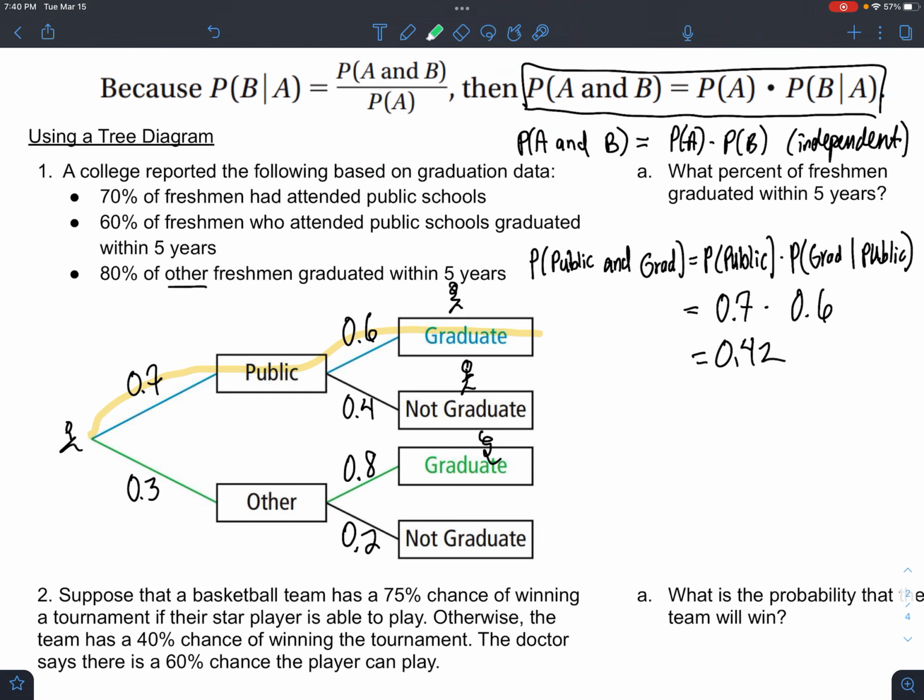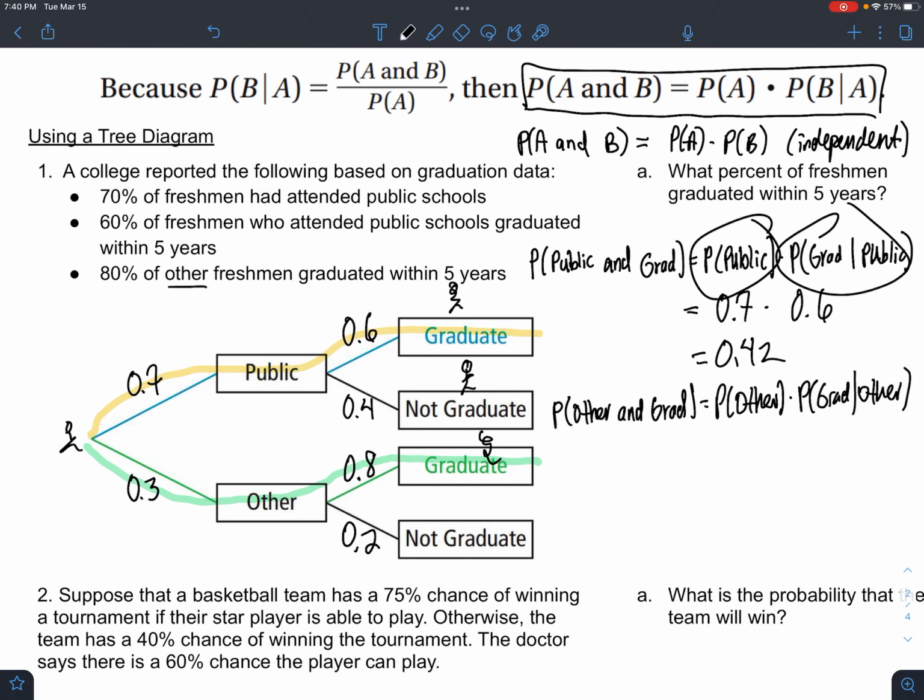Again, we're on the hunt for any way that we can find someone to graduate, right? And the other path, there's only 2, would be here. So the probability that you went down the other route and you graduated was the probability that you went down that other route times the probability you graduated given you went down that other route.